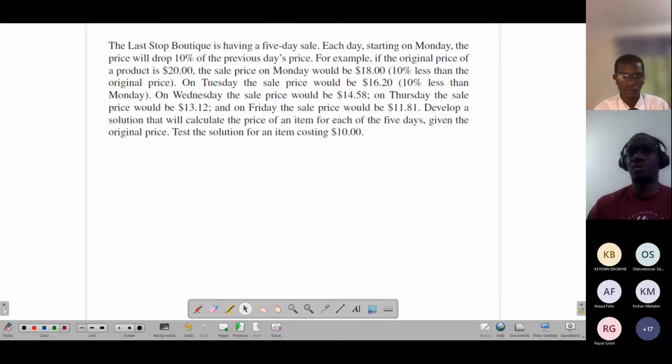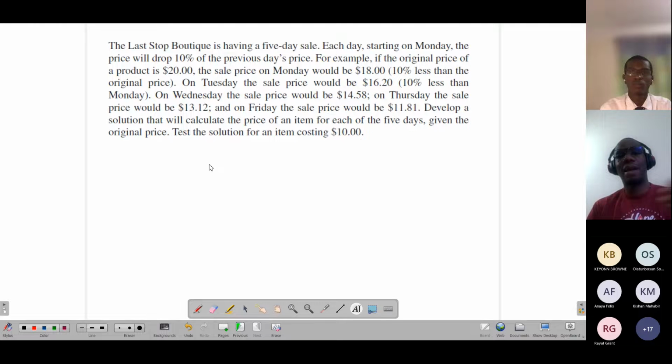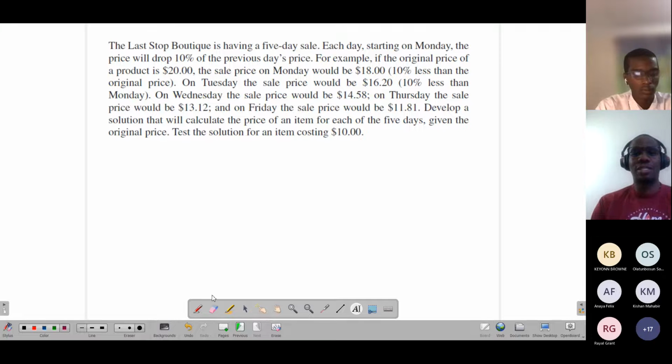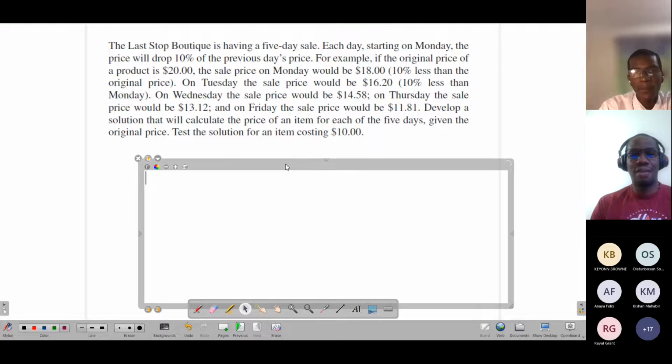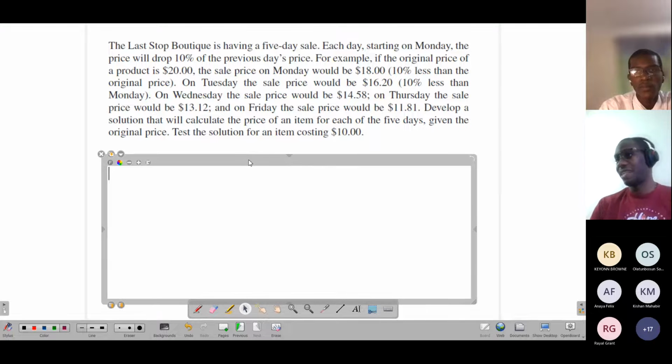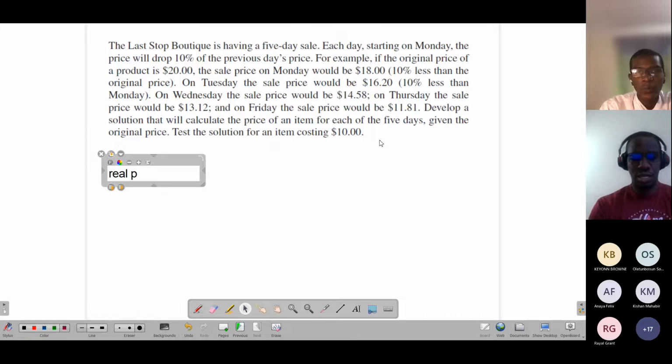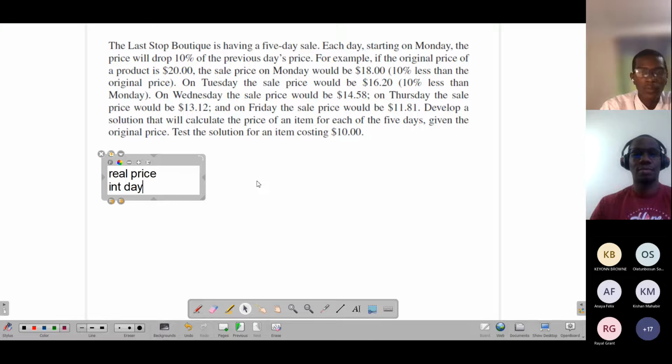So from the first day the price would go down. The second day the price would be 10% less than the previous day's price. So we go down from 18 to 16.20, and so forth. We want to use a for loop to do this, and essentially I'll be writing over the solution that Real sent. Okay, so we have real price and we have int d.